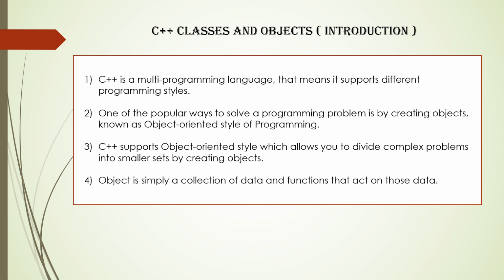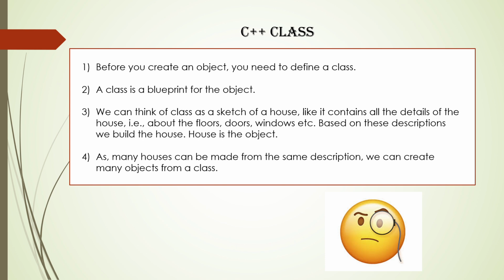Before we create an object, we need to define a class. We can say that a class is a blueprint of the object. Suppose for building a house, firstly we need the whole sketch, that is the structure of the house with all the details in it, about the floor, doors, windows, etc. And based on these we build the house. So here the house is the object and the sketch of the house is the class. Like, you can build as many houses with the same description. Similarly, we can create as many objects from the same class.